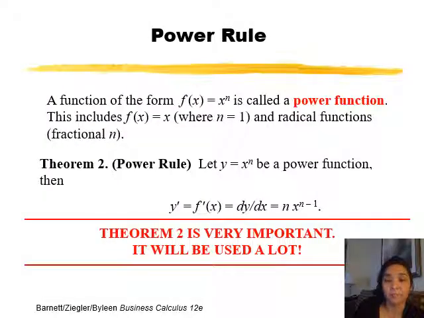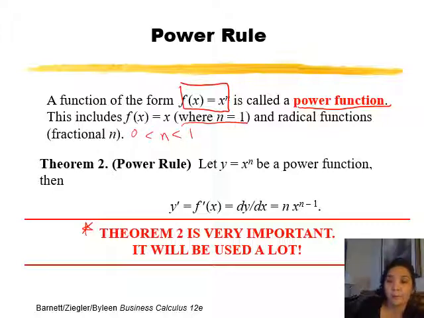The power rule. This theorem is very important. Notice it's in big, bold, red, capital letters, and it will be used a lot. You really use this particular theorem a lot. So we're going to call f of x equal to x to the n any kind of power function: x to the 1/2, x squared, x to the 5/2, x to the 7th power. This is a power function, where n is greater than 1, and radical functions being n greater than 0 and less than 1.